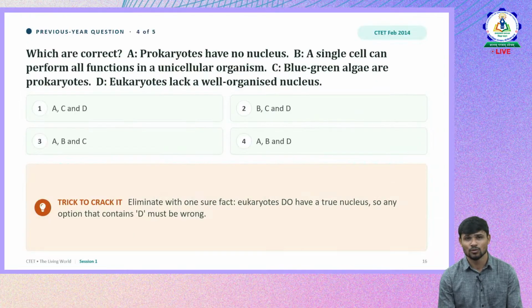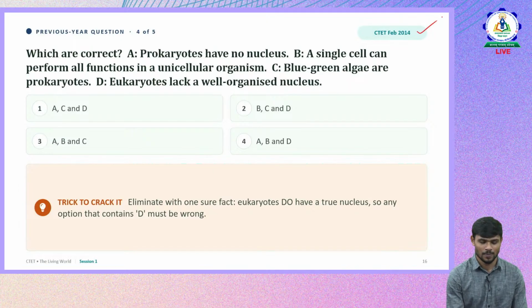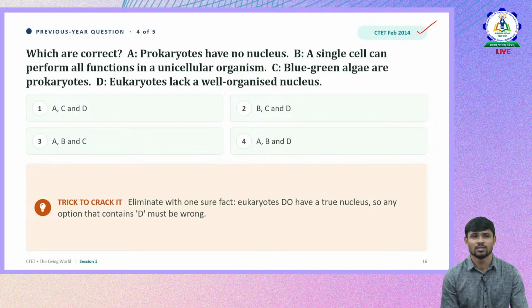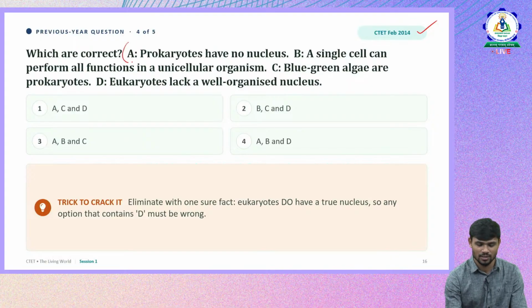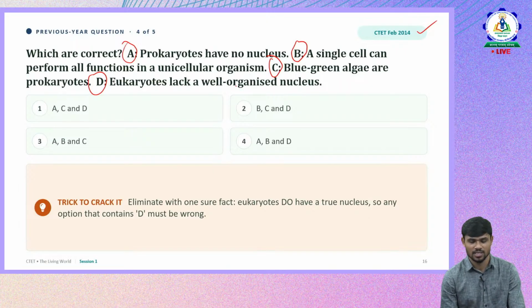And let us move to one more previous year question, which was asked in 2014. So what is this question? The question is which are correct. Don't get confused, the options are given continuously. A, B, C, D are given, and we have to identify which are correct among these.